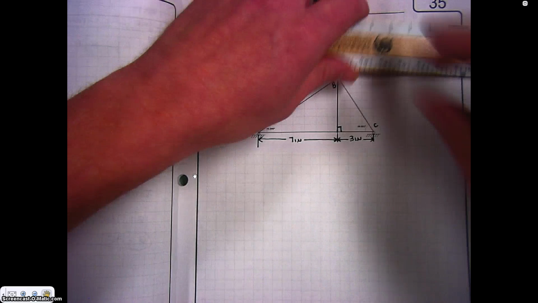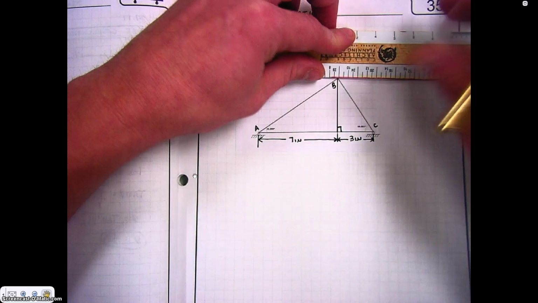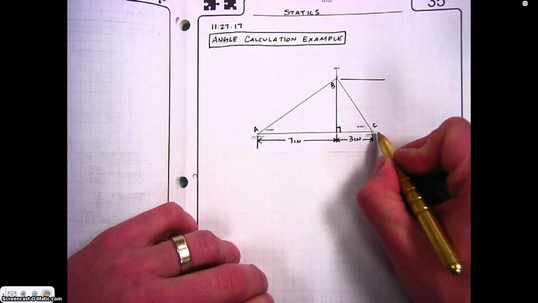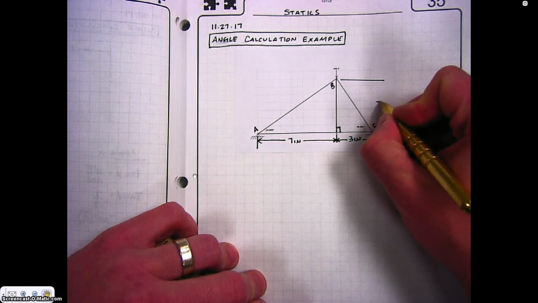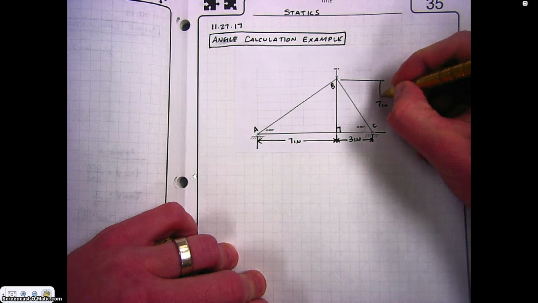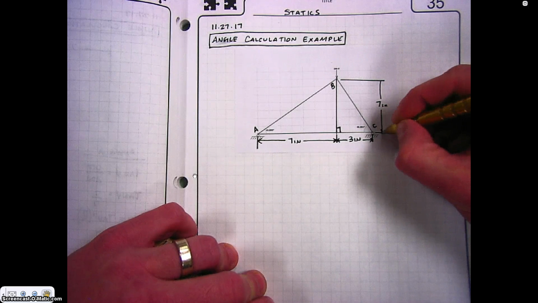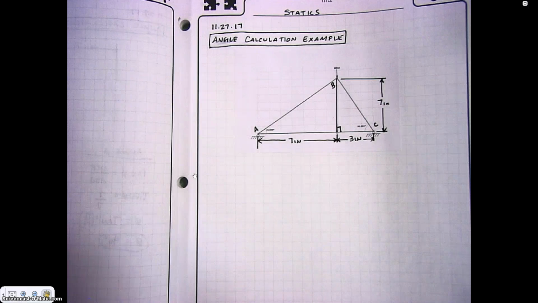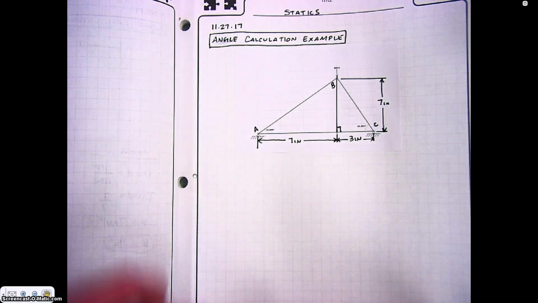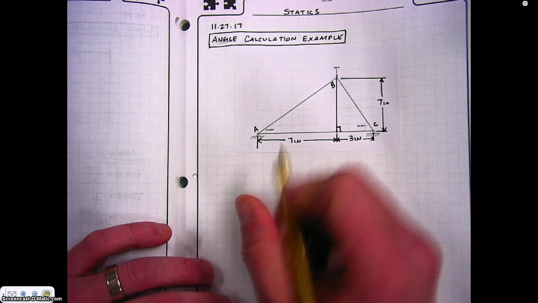The last dimension that we need is the overall height of our triangle. So I'm going to draw an extension line out from point B and an extension line out from point C, and the overall height is 7 inches. So then I'll put my dimension line in. Okay, so once we have our triangle labeled and we know some of the distances involved with those right triangles, we can go ahead and solve for those angles.